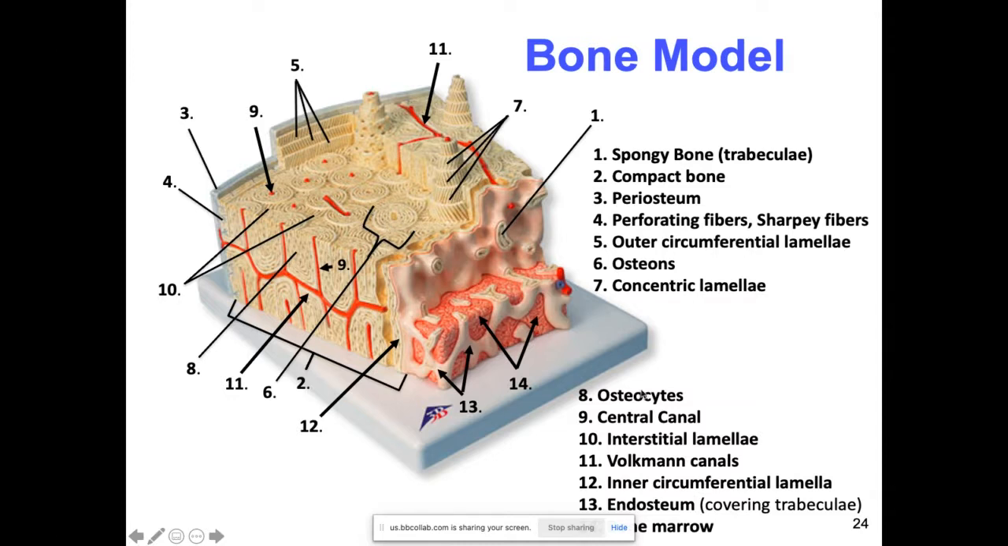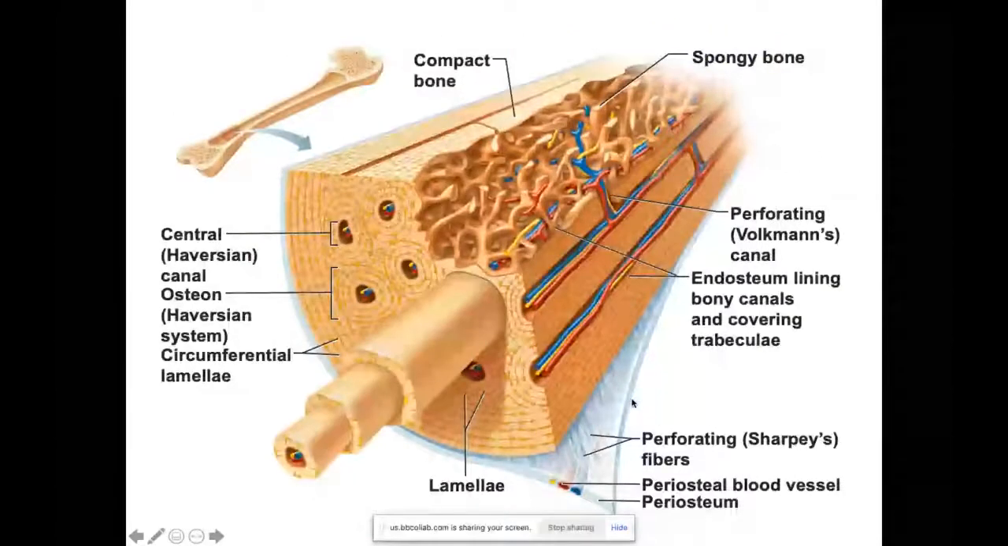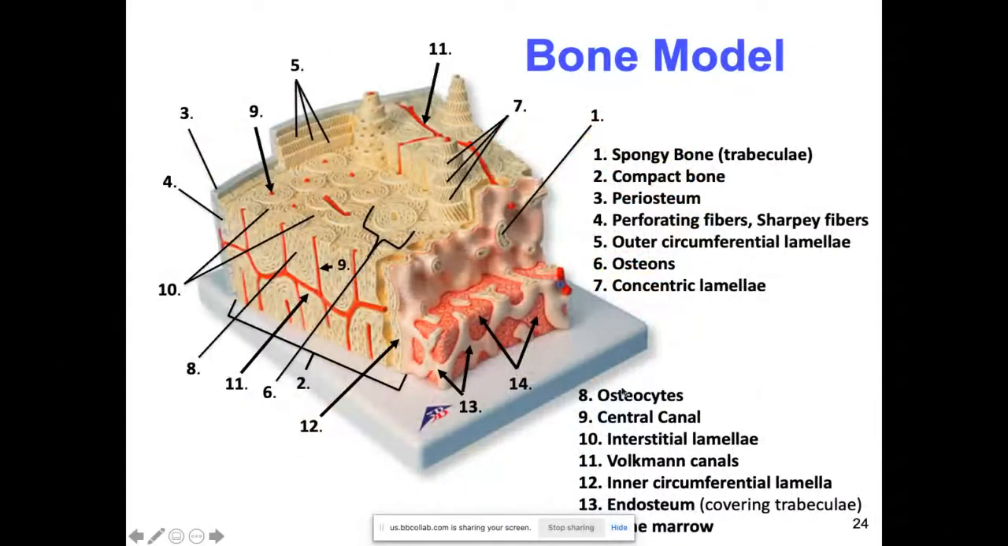Now we can look and we can find these osteocytes. Let me find it here. Let's see if I can show it to you. Number 8, where's our number 8? So if you look around each osteon, there's going to be these little black lines. Well, these black lines are cavities. They're little chambers. They're called lacunae.